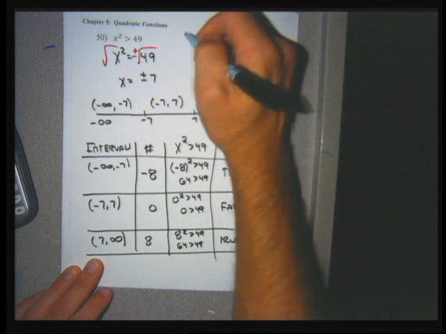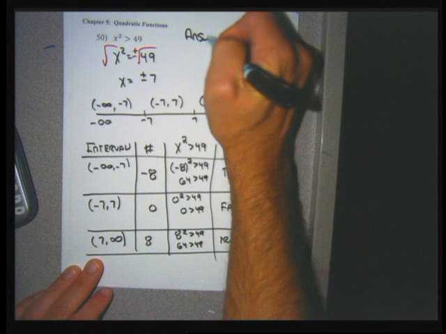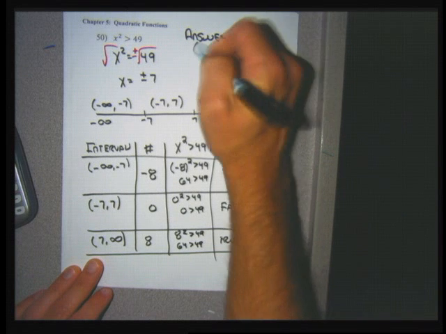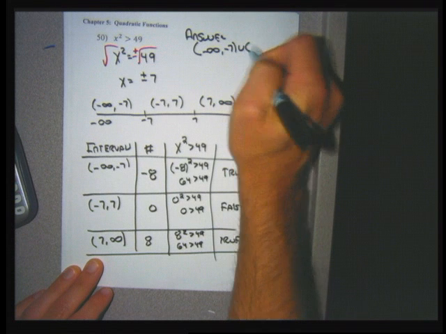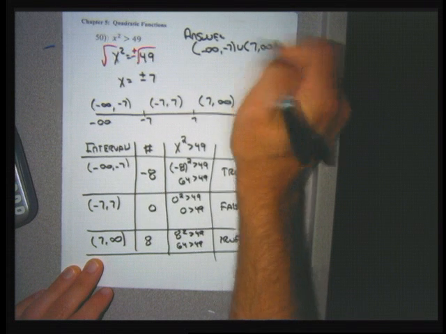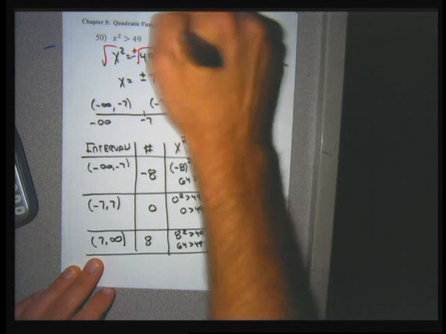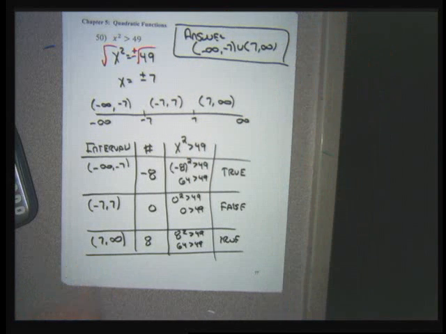So my answer is going to be the interval from negative infinity to negative 7, union the interval from 7 to infinity. And I completely designed this section with the hopes that when you got to the greater than problems, you would start to speed up the process.